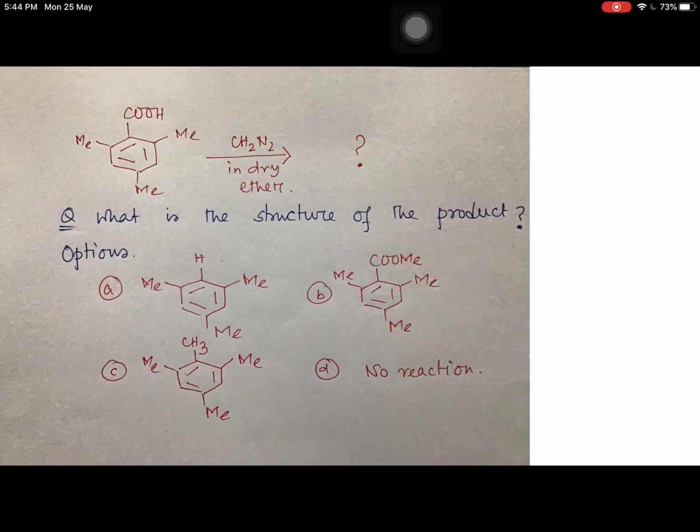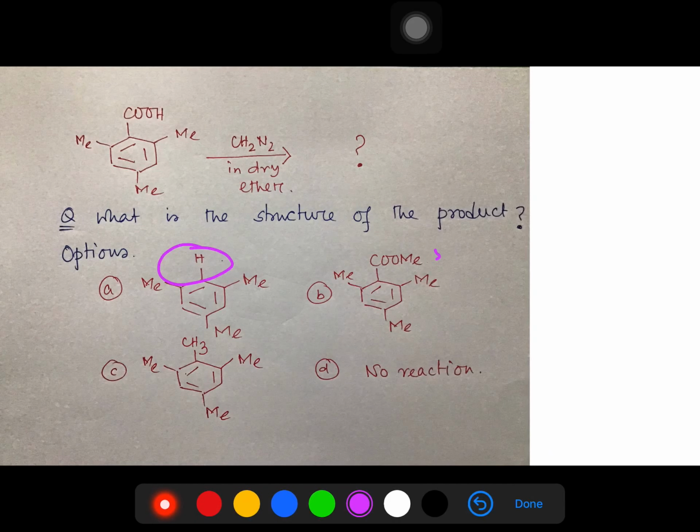I hope you have tried by yourself. Now let me give you the answer of this question. See the 4 options, just look very carefully. One is decarboxylation, you may consider here. In this case, methyl ester formation. In this case, just carboxylic acid is reduced to methyl. In this case, no reaction. So simple thing, just think about this acid and this reagent, what could be the product?